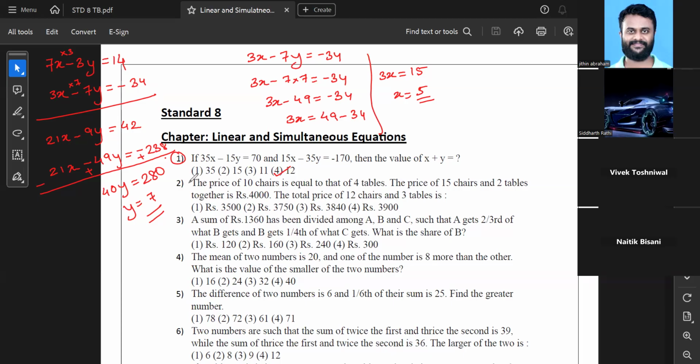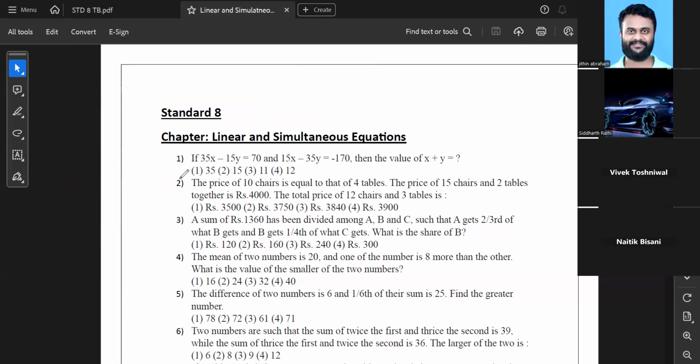I believe it's done. I'm going for the second one now. Second question. The price of 10 chairs is equal to that of 4 tables. The price of 15 chairs and 2 tables together is 4,000. The total price of 12 chairs and 3 tables is how much? Now, the first point says the price of 10 chairs. Let me say the price of one chair is x. The price of one table is y.